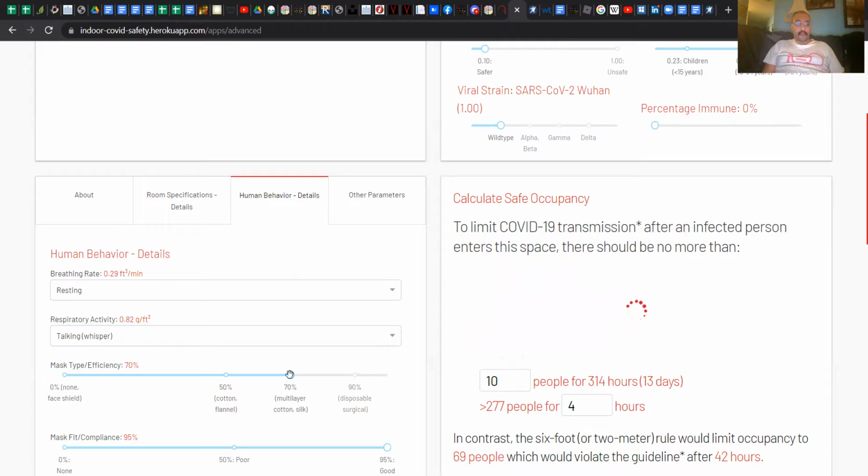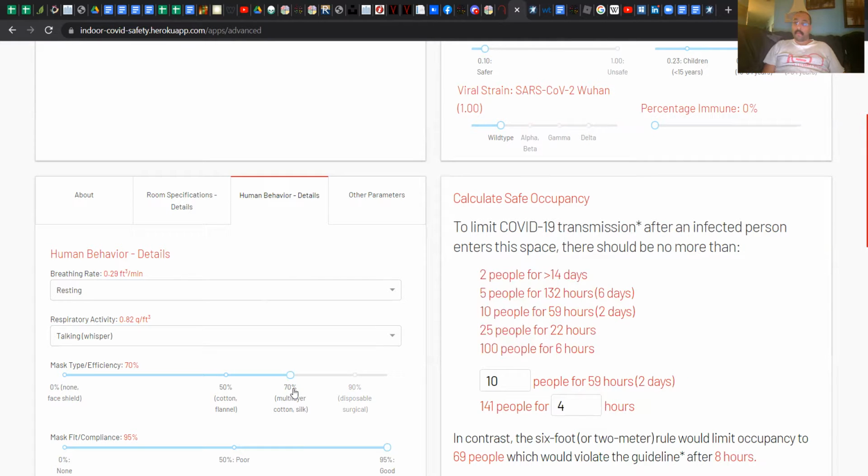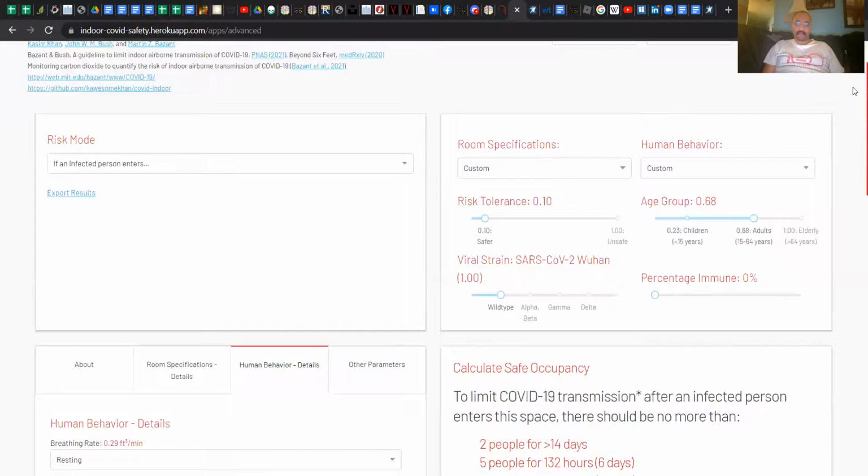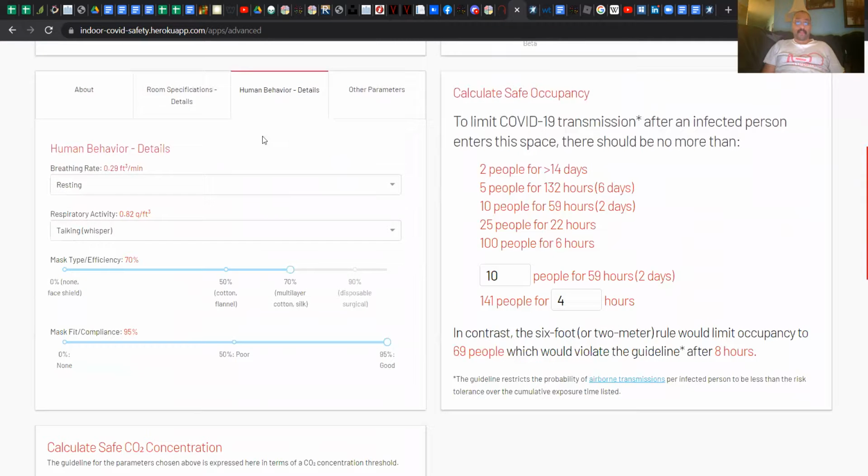Let's take our mask efficacy down to 70%. This assumes that people will have a multi-layer cotton or silk mask or better, or a disposable surgical or N95 mask. And that folks will be at a 95% compliance rate. Okay. So those are those.